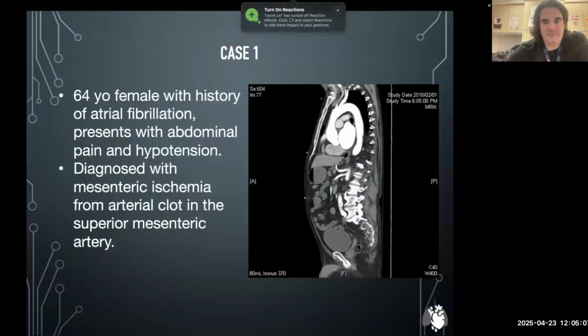So this first one, case one, this is a 64-year-old female with history of atrial fibrillation. She presents with abdominal pain and hypotension, and no surprise to anybody, she is diagnosed with mesenteric ischemia from arterial clot in the SMA. Okay, so this is just showing here, there's an abrupt cessation of flow of the SMA, and basically it's bowel ischemia.